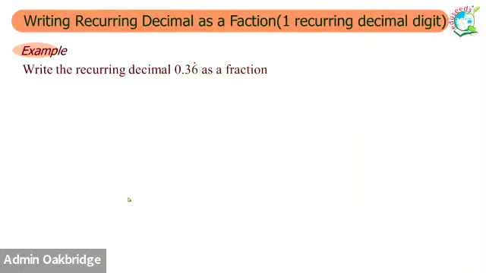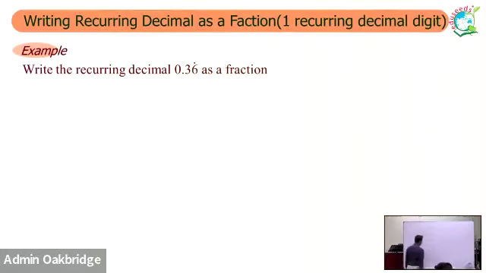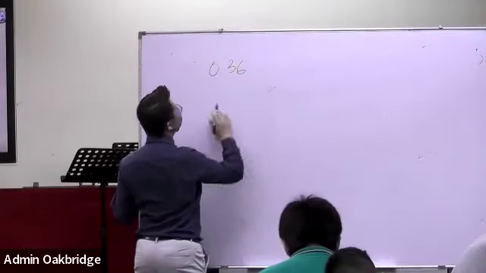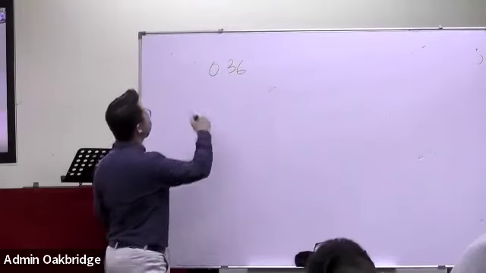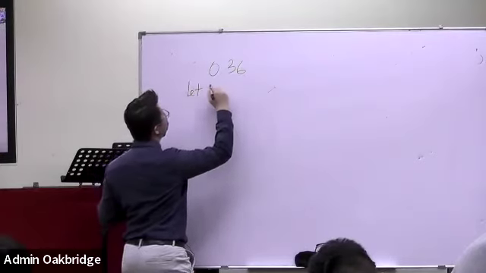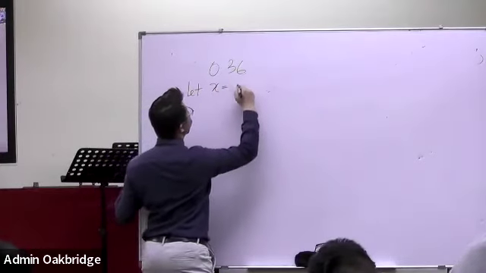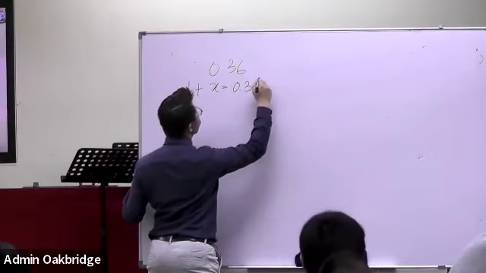Next one. So what makes this different from the previous one? It has a fixed decimal digit, right? The fixed decimal digit is 3. You still follow the guidelines. Let x equal 0.366666.